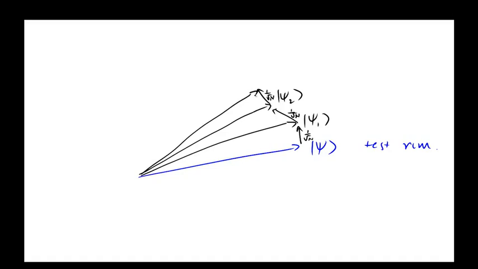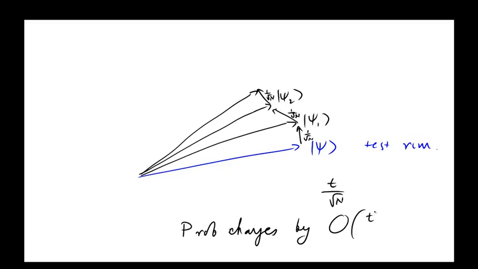Okay, but now how much can it move as a result of t such steps? At most t over square root of n. Okay, but now when you make a measurement, how much effect can this have on the actual probability of seeing something? So the probability changes by the square of this, order the square of this, which is order t squared over n. And that's the maximum it can change.